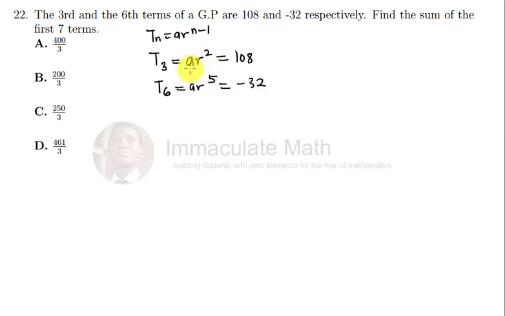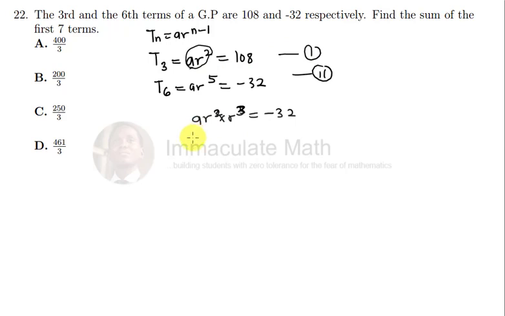Here we are given ar² to be 108. So ar⁵ can still be written as ar² multiplied by r³, equal to −32. Let's say this is our equation 1 and this one is our equation 2. I'm just trying to rewrite equation 2 in such a way that I can easily insert the first equation inside the second equation.